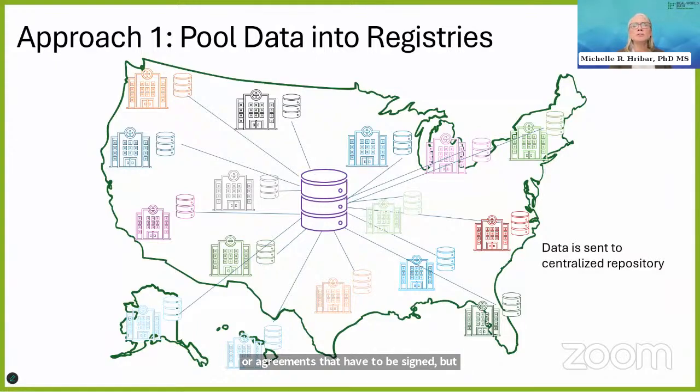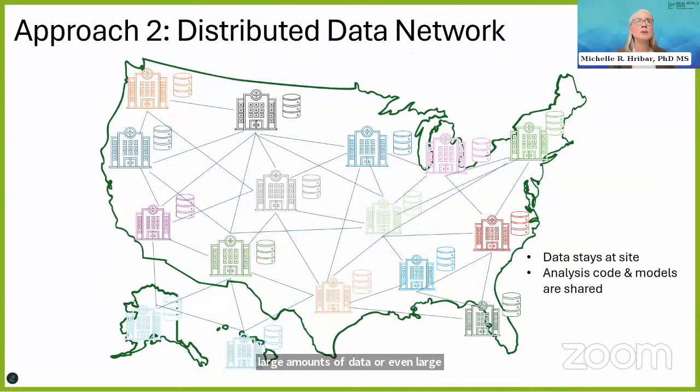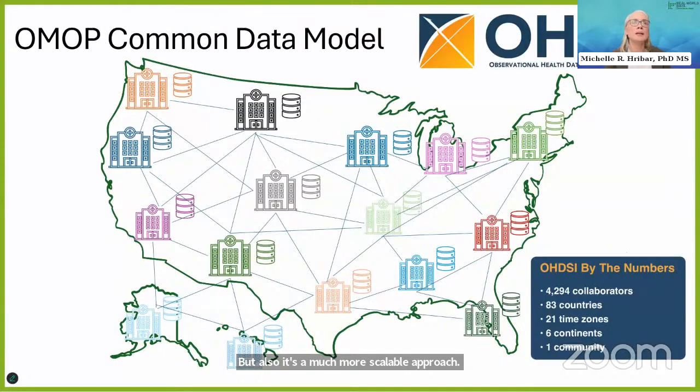So it can be very difficult to send large amounts of data or even large imaging data to these centralized repositories. So another approach is to keep the data distributed, but instead share the models and the analysis code between sites so that the data can stay local. This avoids those legal and privacy agreements, but also it's a much more scalable approach. And what we're looking at is doing this through what's called the Odyssey Network, that stands for Observational Health Data Sciences and Informatics. And this is built on top of the common data model known as OMOP.